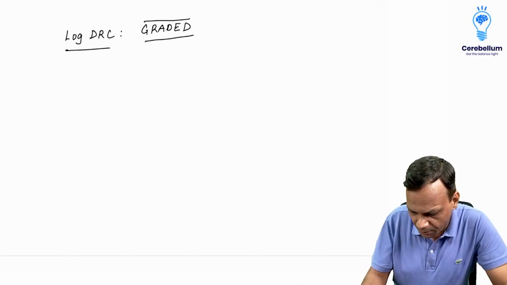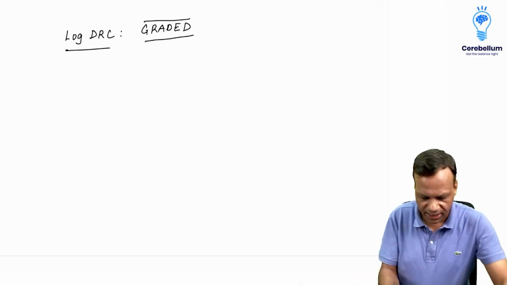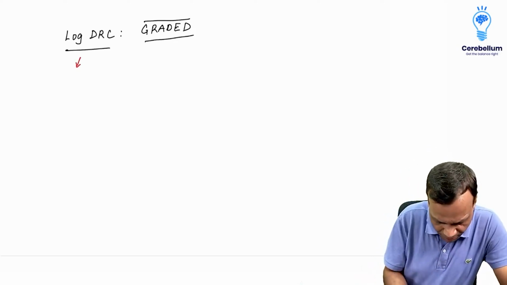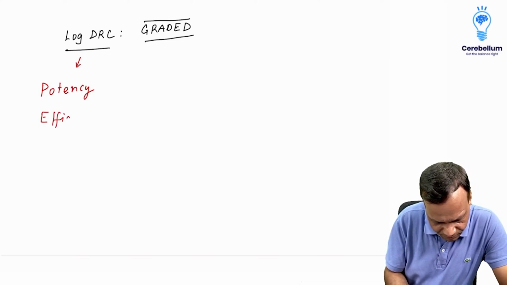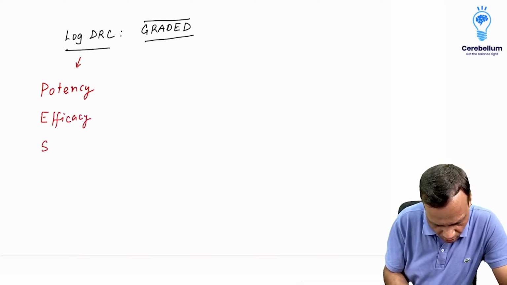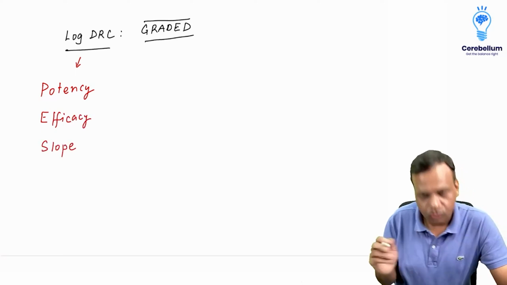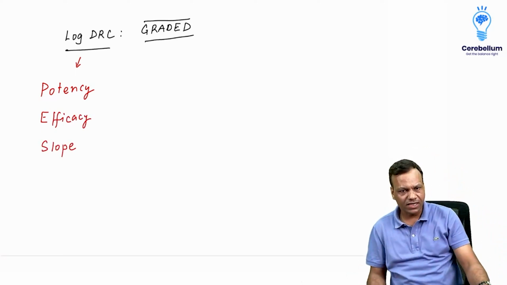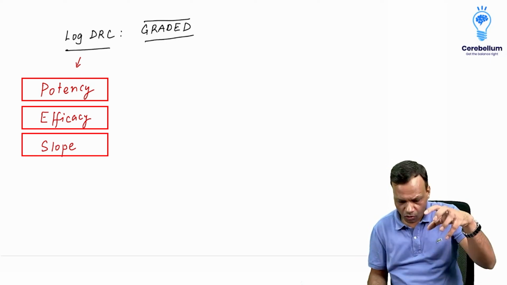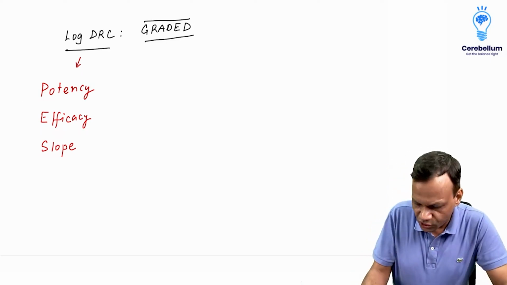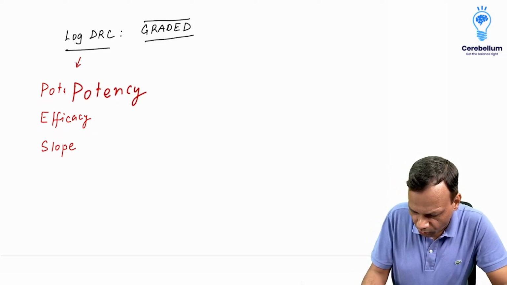So what are the important things we obtain from the log DRC? We obtain three important parameters. One is called potency. Second is called efficacy. And third is called slope. So we obtain three important parameters: potency, efficacy, and slope. So what are these things? We'll discuss these one by one, starting from potency.